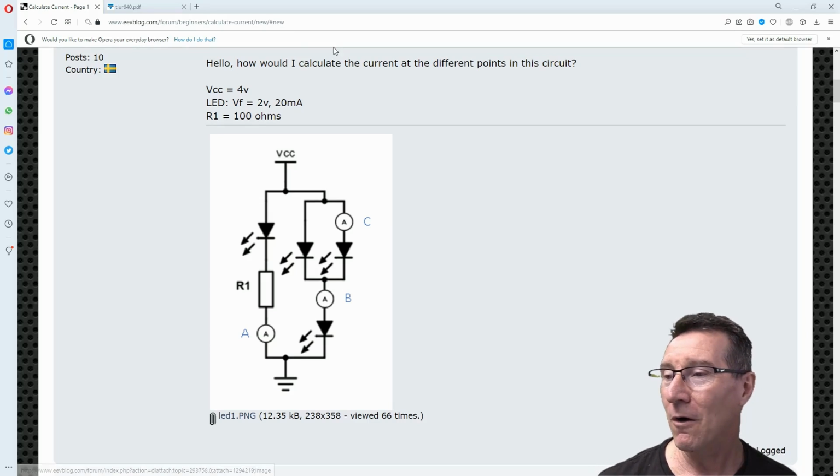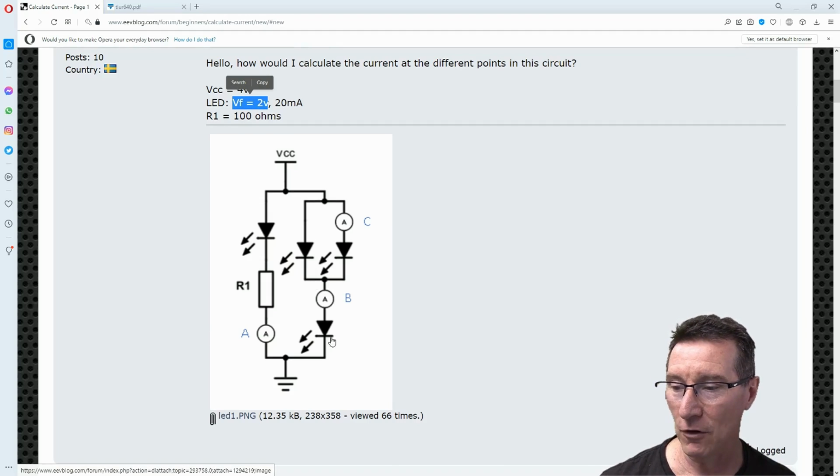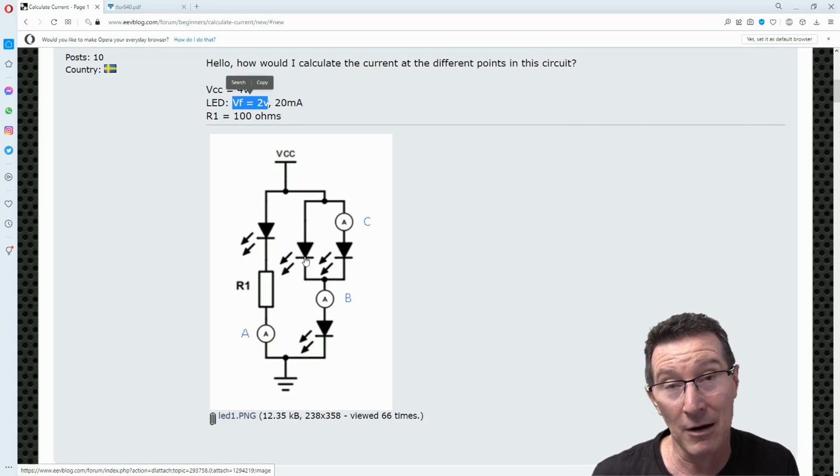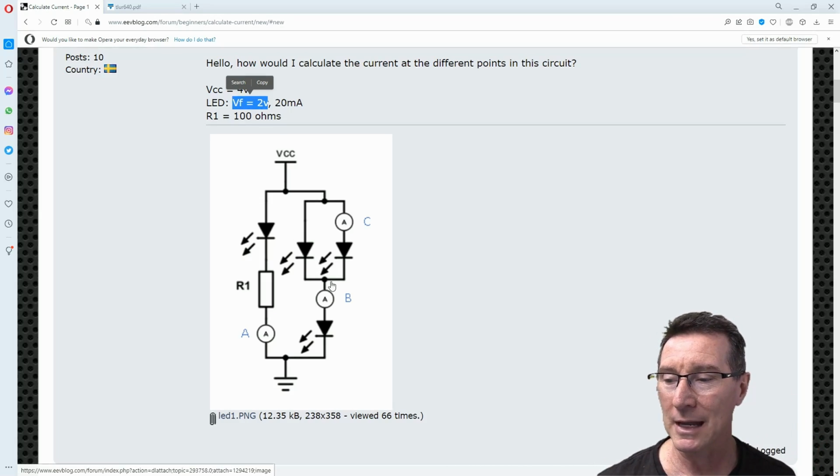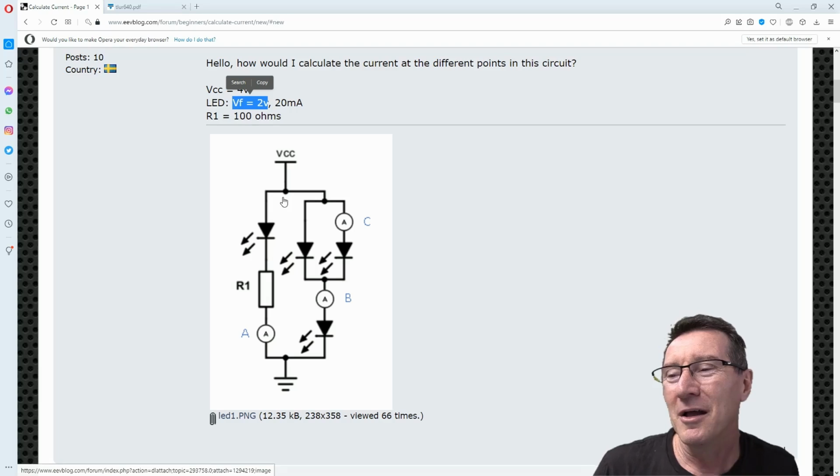But we are told that the forward voltage is 2 volts here, okay? So there's 2 volts drop across this one, and there's 2 volts drop across these two in parallel, because they're in parallel, so they'll have the same voltage drop, okay? So this midpoint here is going to be like 2 volts. It's half rail, so it all kind of makes sense.